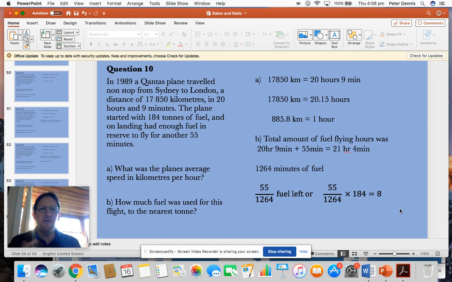Fairly hard question, very hard. Lots of people in the HSC got this second part wrong. Part of that is knowing what numbers to use, making sure that you've added this 55 into the flying time. But yeah, hopefully that makes a bit more sense.